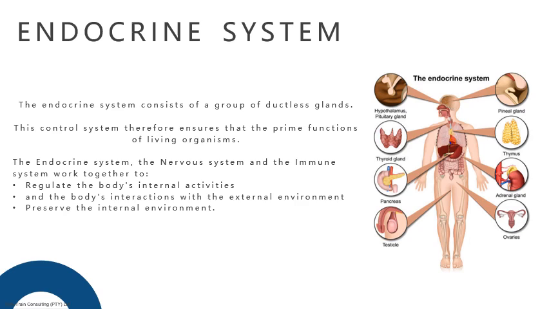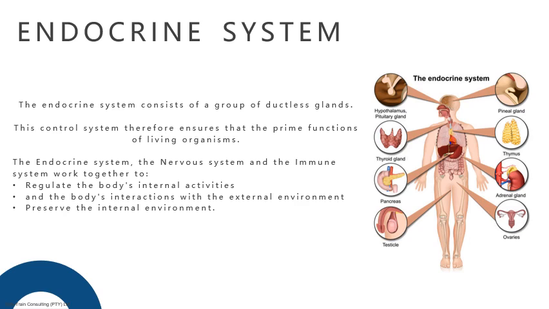This control system, therefore, ensures that the prime functions of living organisms, growth, development, and reproduction, can proceed in an orderly, stable fashion. This system regulates itself, so that any disruption of the normal internal environment of the human body can be resisted by powerful countermeasures. When this resistance is overcome, illness ensues.